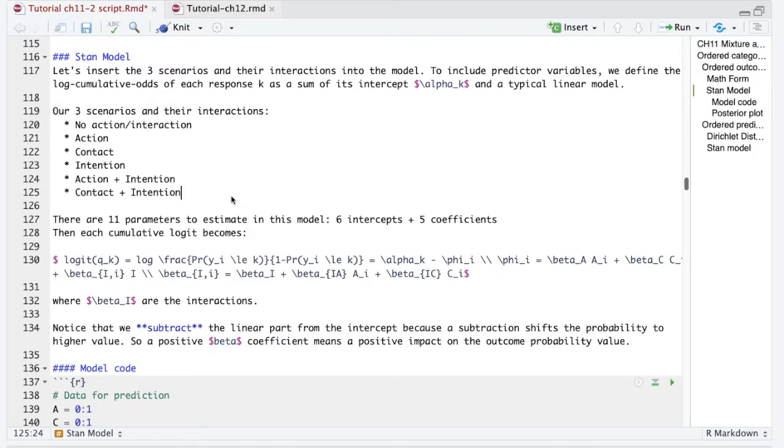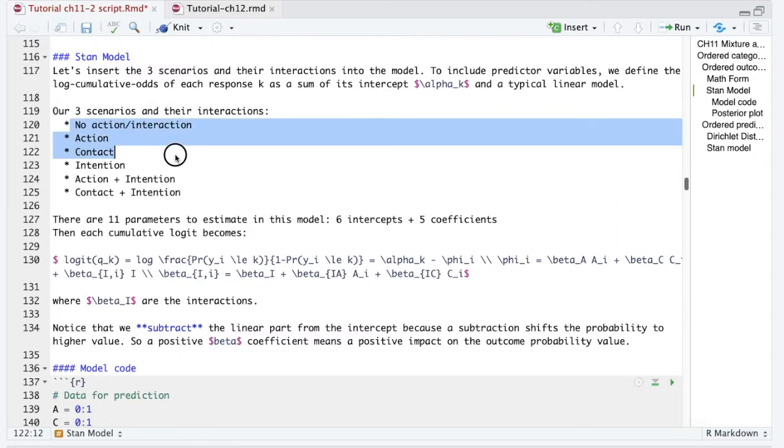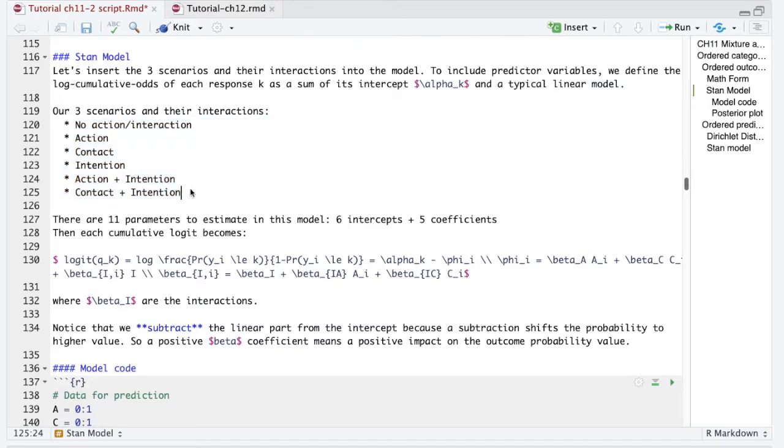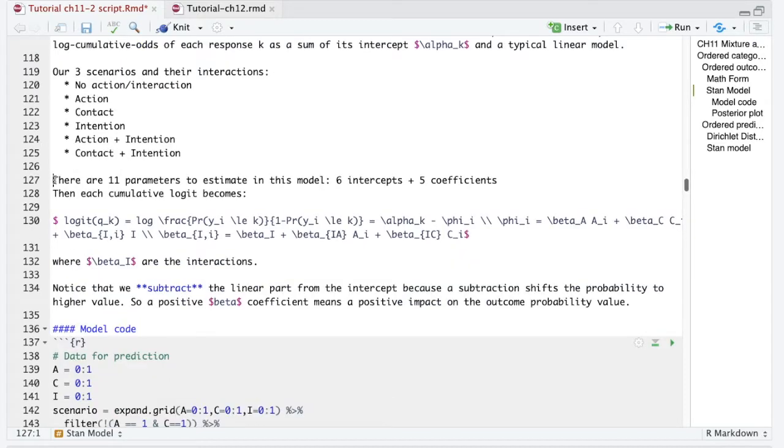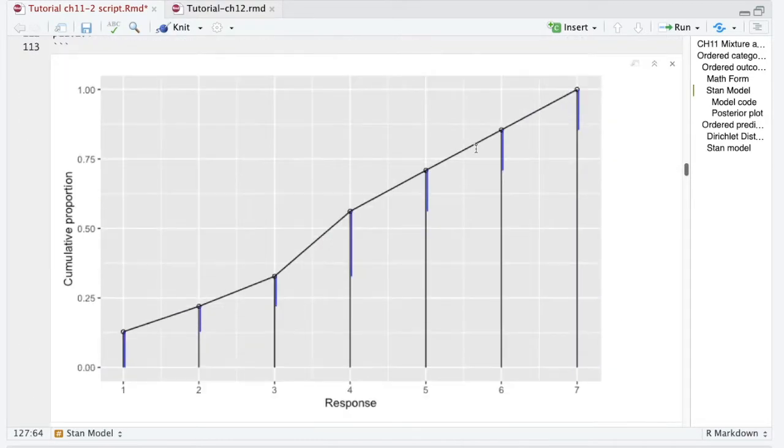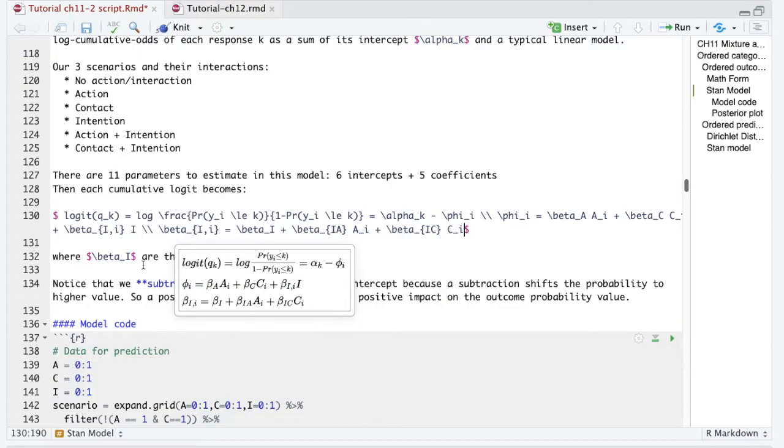Here, I just follow the code with 6 scenarios. We need 5 parameters, beta 1, beta 2, beta 3, beta 4, and beta 5, to understand all the different effects in this model. So there are 11 parameters in total, with these 5 coefficients plus the 6 intercepts as I mentioned here. So our linear model will look like this.